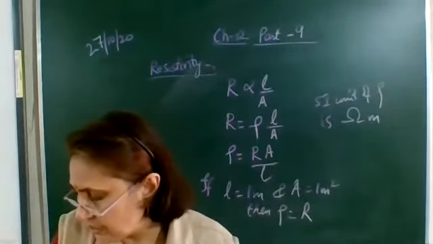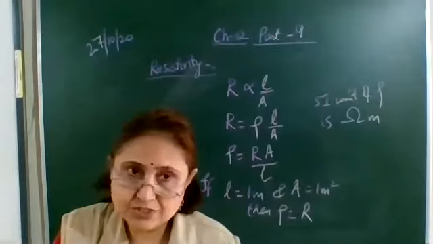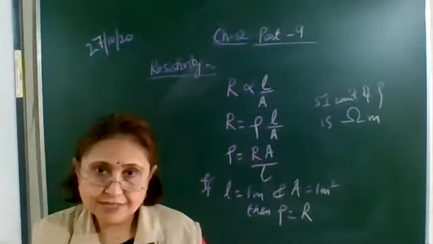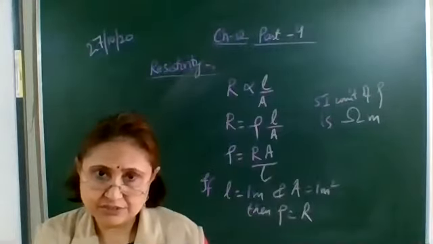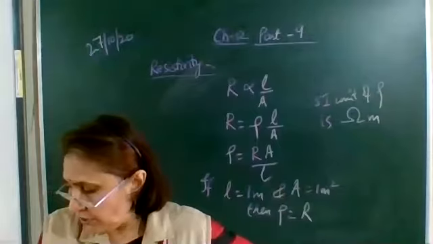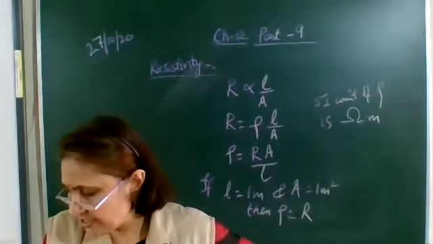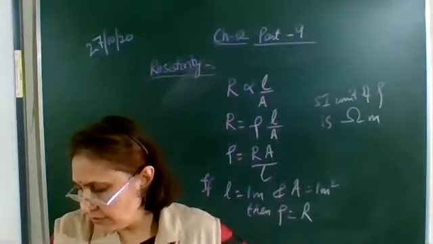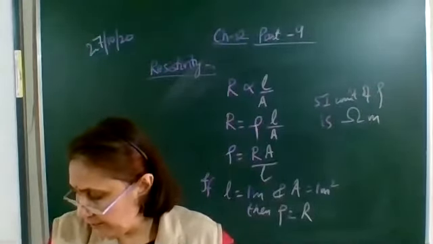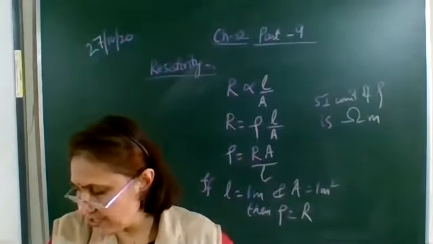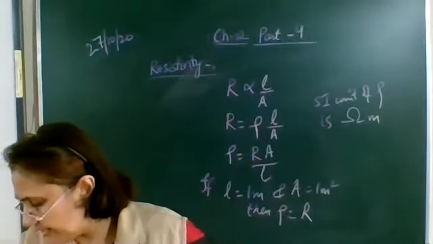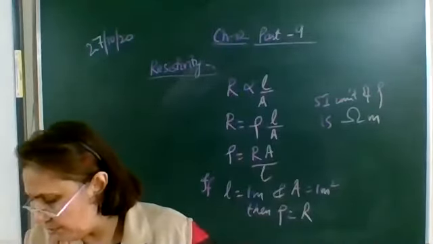Where rho is the constant of proportionality and is called the electrical resistivity of the material of the conductor. It is also called specific resistance. The SI unit of resistivity is ohm into meter. It is a characteristic property of the material. The metals and the alloys have very low resistivity in the range 10 raised to the power minus 8 ohm meter to 10 raised to the power minus 6 ohm meter.